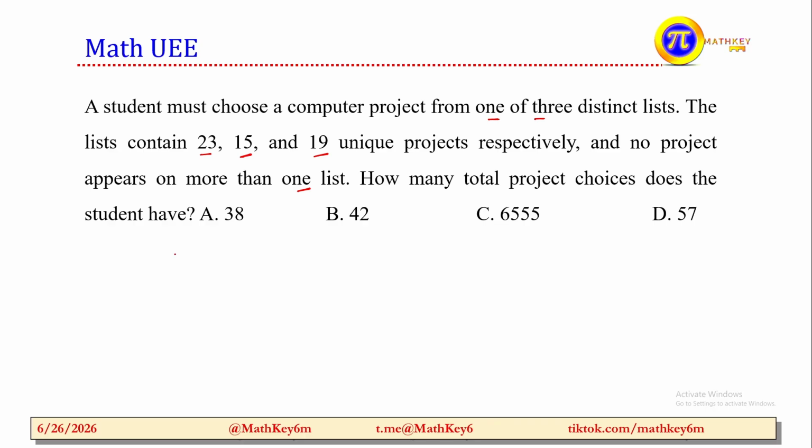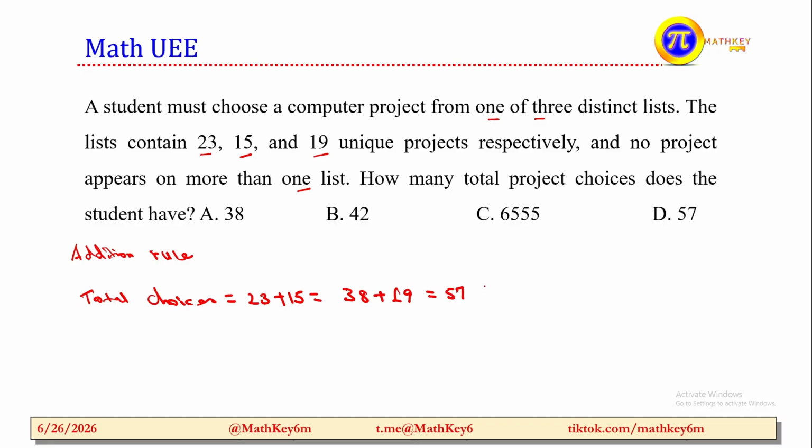The first one, we take what? No project appears on more than one list, so we apply here the addition rule. This rule says that the total choice is equal to the sum of the individuals here. The first is 23, the second is 15, and that equals 38, plus the next one, 19, which equals 57.